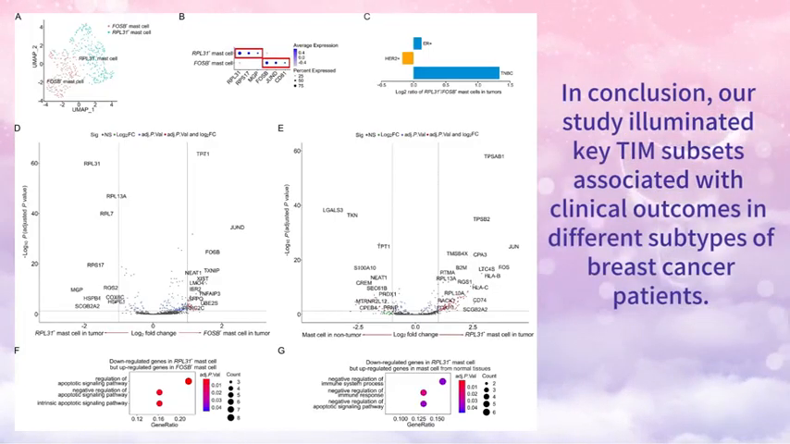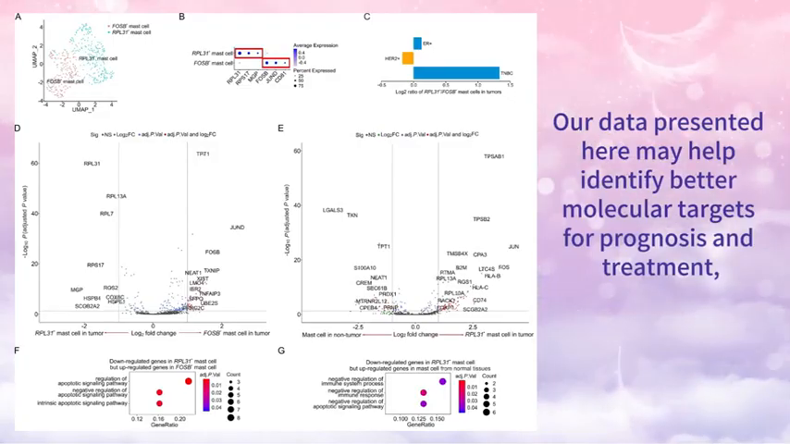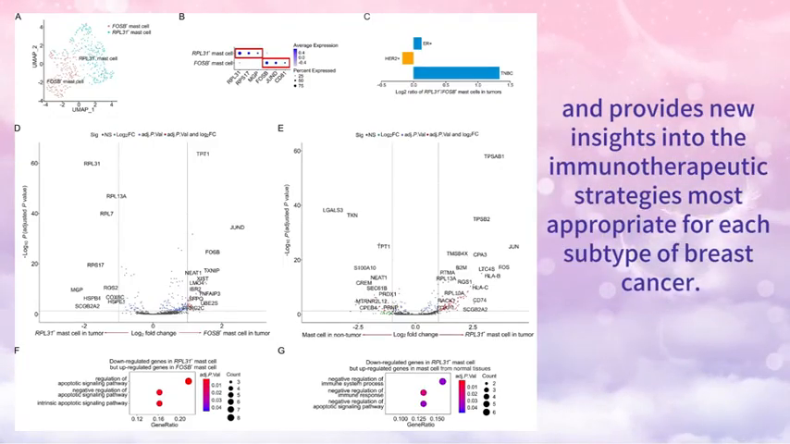In conclusion, our study illuminated key TIM subsets associated with clinical outcomes in different subtypes of breast cancer patients. Our data presented here may help identify better molecular targets for prognosis and treatment, and provide new insights into the immunotherapeutic strategies most appropriate for each subtype of breast cancer.